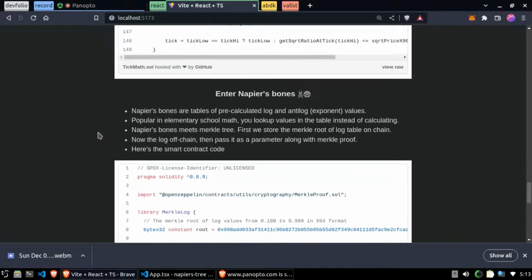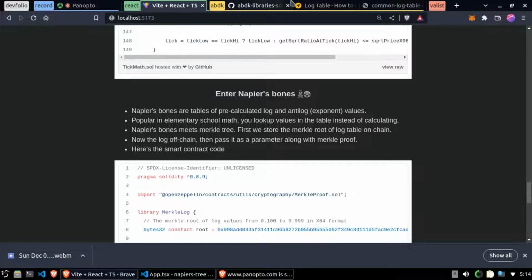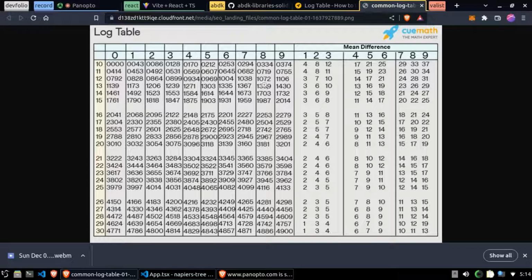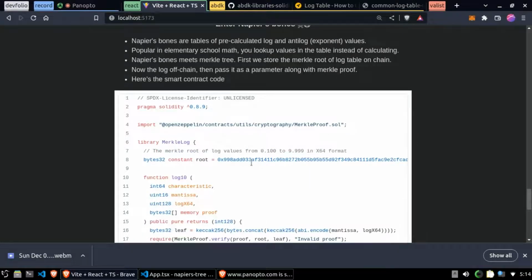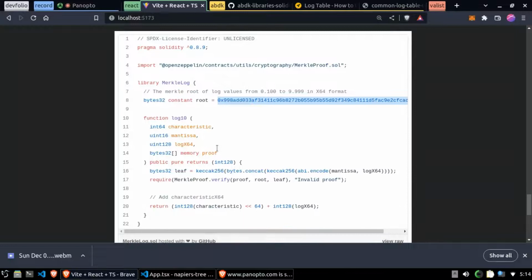So what we used to do in school is find the log of a number by looking it up in a table instead of calculating it by hand. That's what we are doing here. We have a log table like this, and we converted it into a Merkle tree, and we stored its Merkle hash inside the smart contract. You see, this is the root that is being stored, and this is a log function where we prove whether the Merkle proof for a logarithm is valid or not.